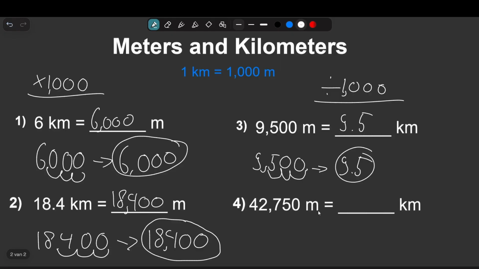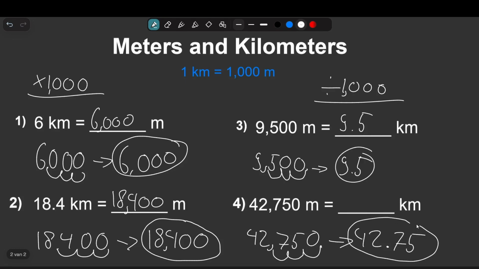Now let's go to our last example of 42,750 meters. Well, again, we're going to a bigger unit, so this means we're going to have to divide by 1,000. So let's write our number down here again, 42,750, and we're going to move our decimal to the left 3 spaces. 1, 2, and 3. So now we're going to rewrite it one more time. So 42, and then our decimal, 42.75. So this will be the final answer.